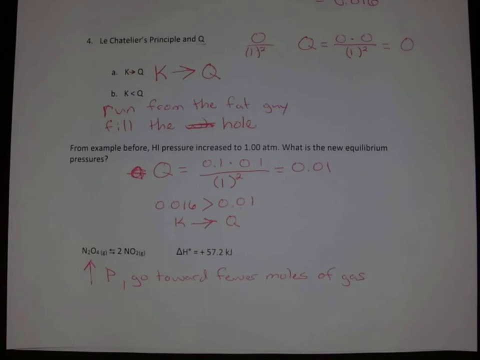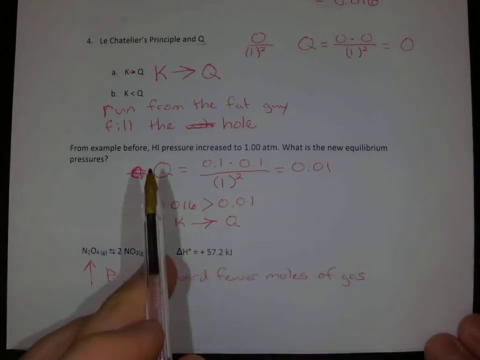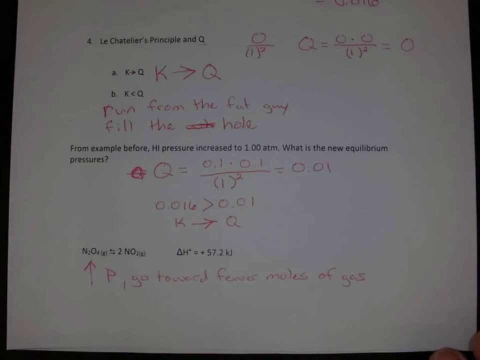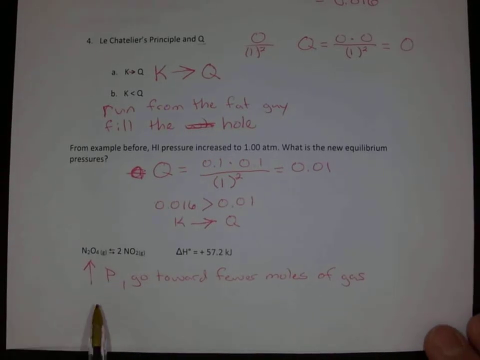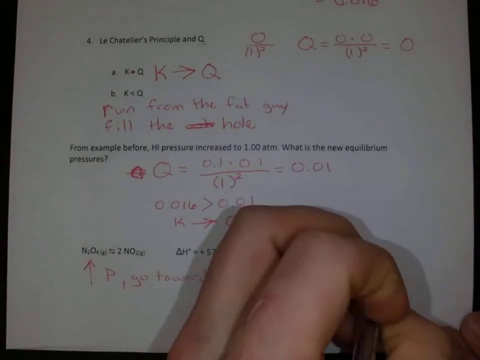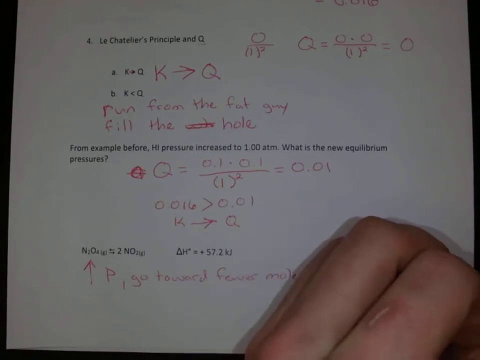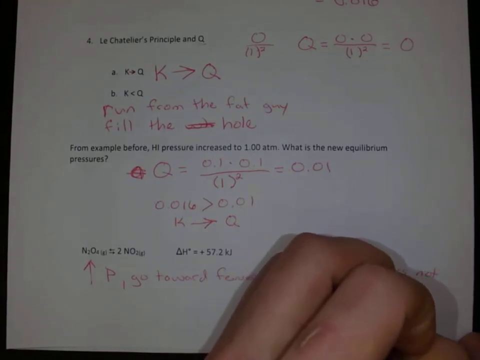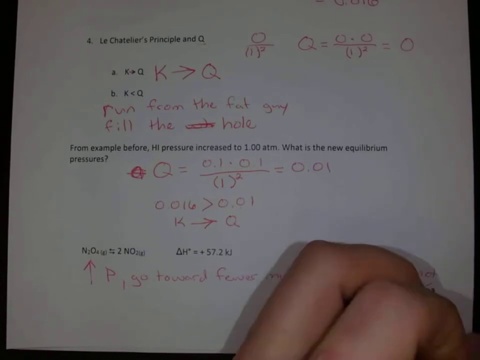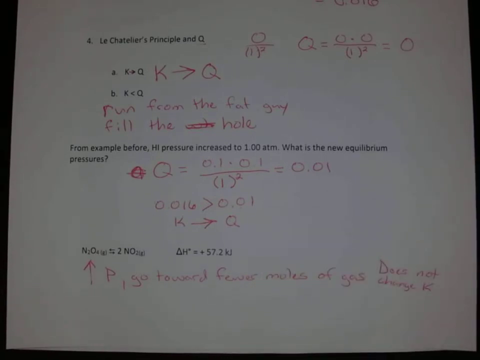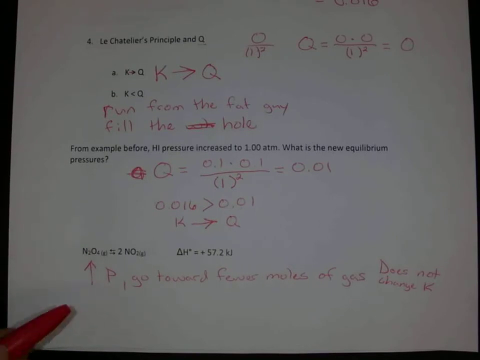This does not change our K value. Whenever we add or remove one of our reactants or products, or if we change the pressure, this does not change the K value. All it's going to do is allow for more molecules to be around or want fewer molecules around. Okay, so this has to do with our gases.